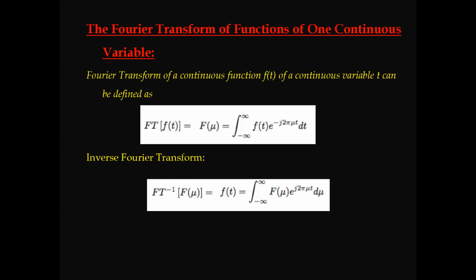Now let us see the Fourier transform of a function of one continuous variable. Here I am considering a continuous function f of t. The Fourier transform of this continuous function f of t is F of mu, which is equal to integral minus infinity to infinity f of t into e power minus j2 pi mu t into dt. And its inverse Fourier transform, inverse F of F of mu, which is equal to f of t, is equal to integral minus infinity to infinity F of mu into e power j2 pi mu t into d mu.